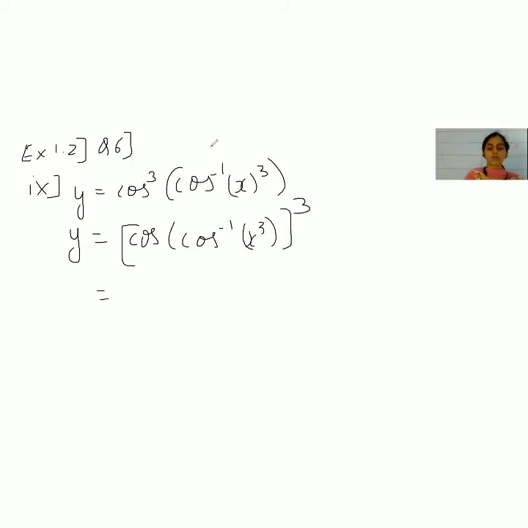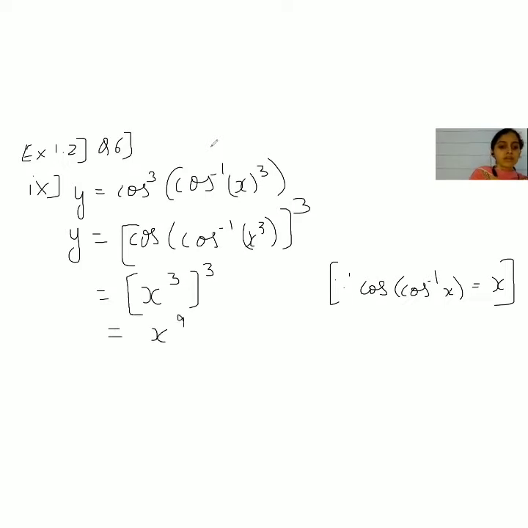Now what is cos of cos inverse x? It is x. So we are going to use that property of inverse functions, and we say since cos of cos inverse x is equal to x, we write this as x cube raised to 3, which is x raised to 9. Now we'll do dy by dx. So dy by dx is equal to 9x raised to 8. This is the answer, the 9th one.